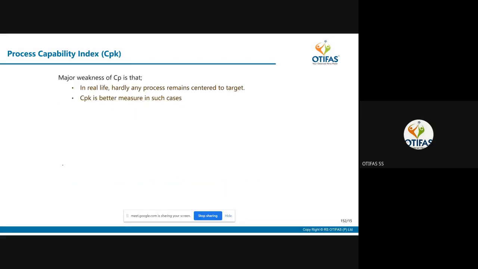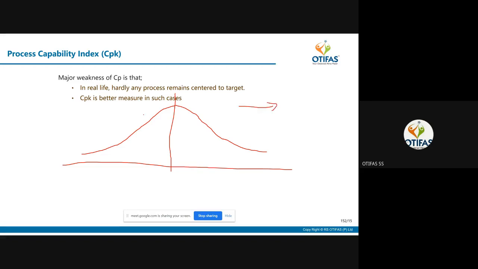CPK means it's not that your process is always in the center. This is hypothetical data I have taken, but it is never in the center. Sometimes the process is shifted towards the right or towards the left. This is quite natural. Every time you will not get the same mean. The mean is shifted here and there. Now we need to know whether the process is shifted, so CPK is the better index. What is CPK? In CP, we have used USL minus LSL, isn't it? Now, CPK takes only one part and then compares with the mean. Let's see how it is done.